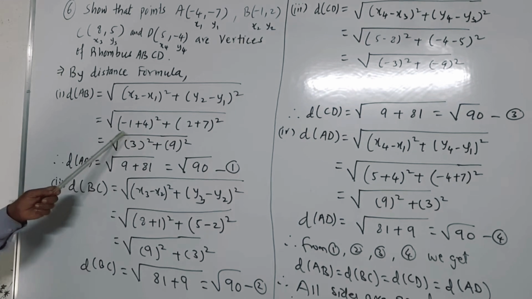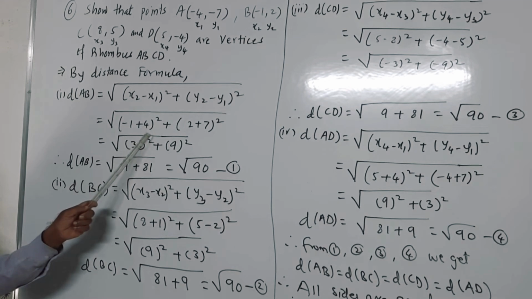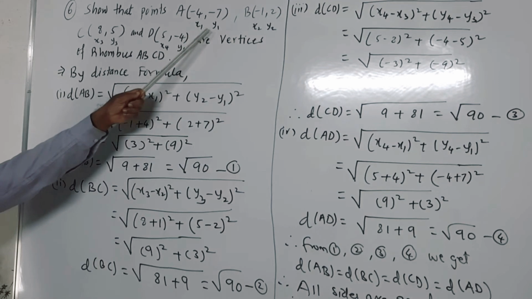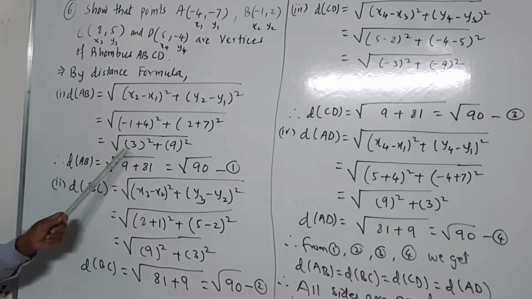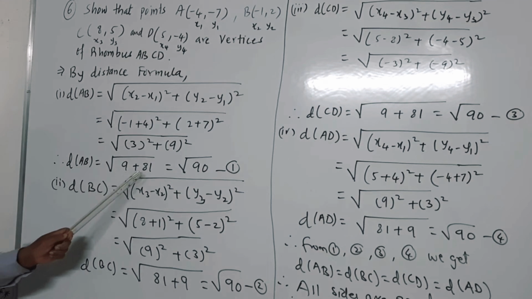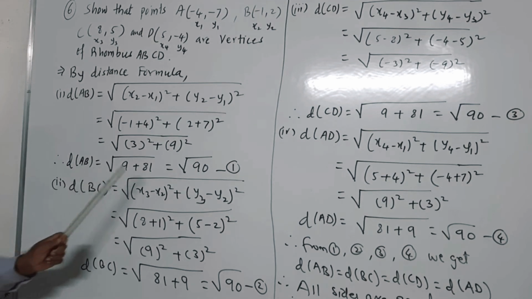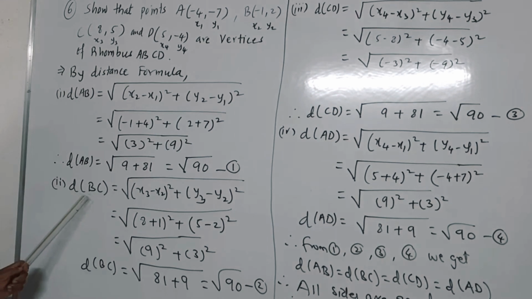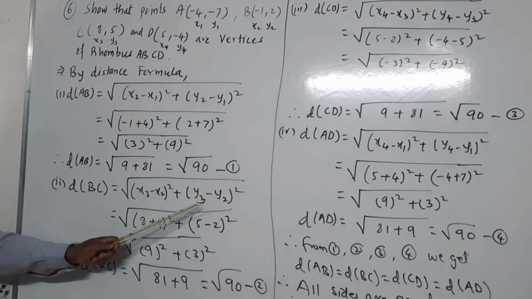So square root of x2 minus 1 minus 4 will become plus 4, minus into minus plus, y2 2 minus 7, minus into minus plus 7 bracket square. 4 minus 1 is 3 square, 2 plus 7 is 9 square, 3 square 9 plus 9 square 81 is equal to under root, square root of 90. That is distance AB.